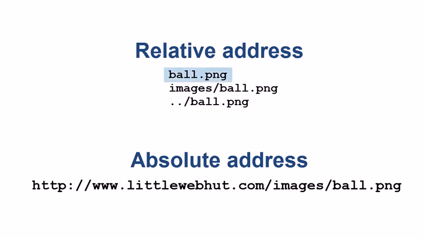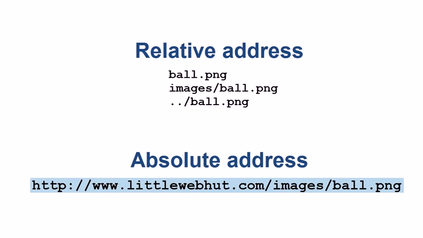This is an example of a relative address. This image file is located in the same directory as the HTML document, so only the name of the image file is needed. If the image were located in a subdirectory, then you would add the subdirectory name followed by a / followed by the image file name. If the image file were located up one directory from the HTML document, then you would use 2 dots followed by a / followed by the image file name.